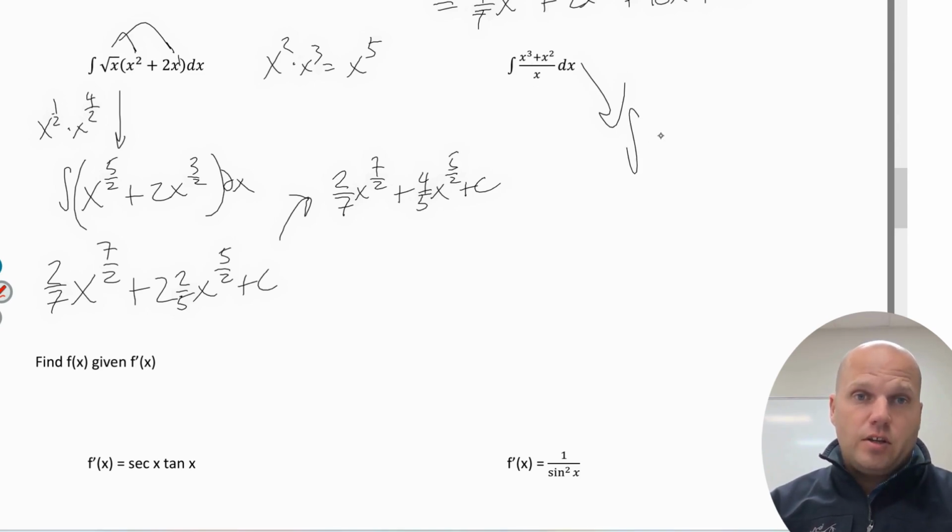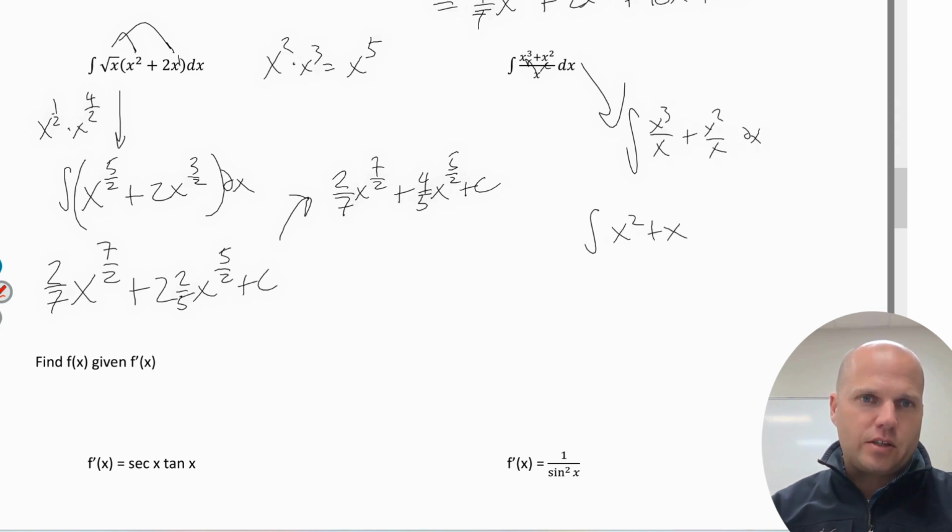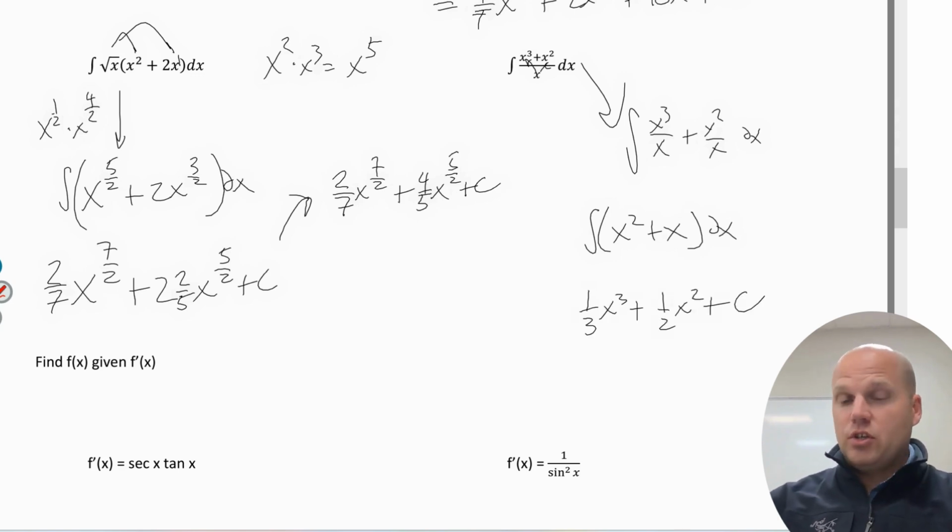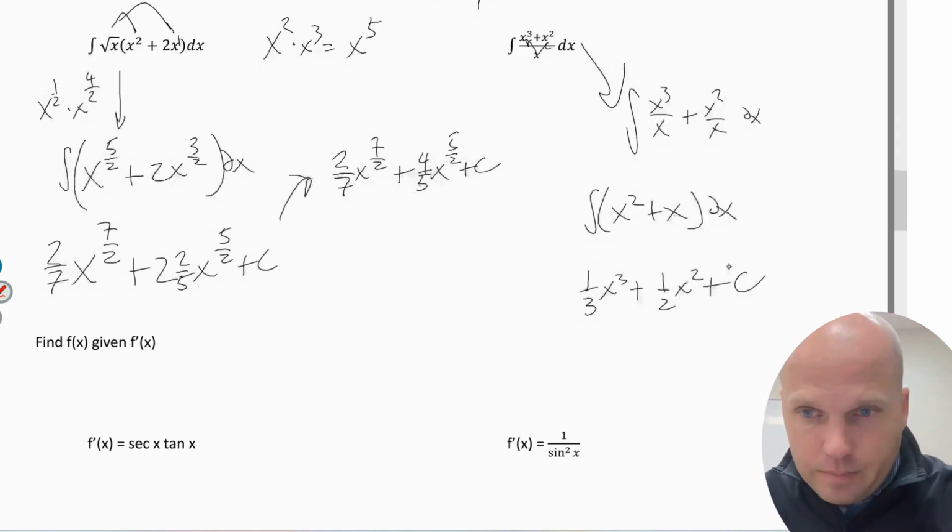Division, you don't know any division rules, but you do know how to simplify. X cubed divided by x and x squared divided by x. You can split this into two different fractions. X cubed over x, x squared over x. Well, that simplifies to be x squared plus x. Take the antiderivative. Exponent first, followed by the coefficient.